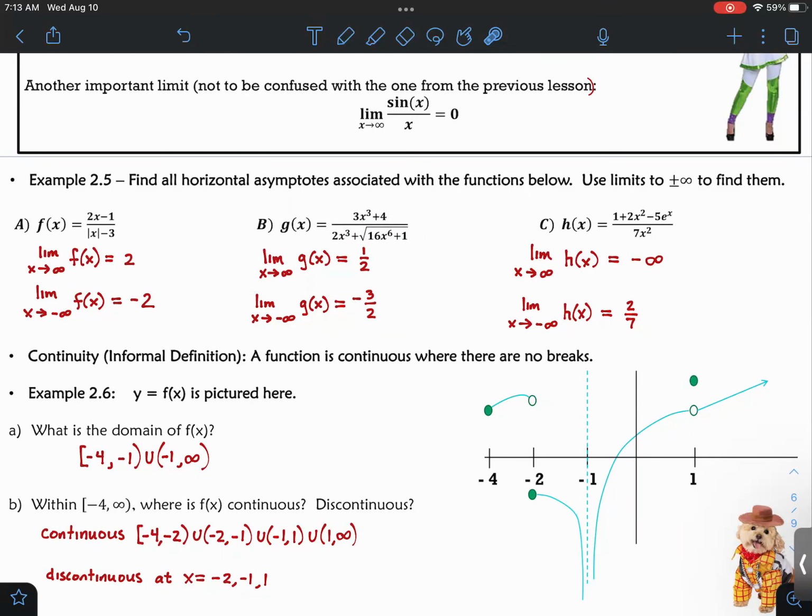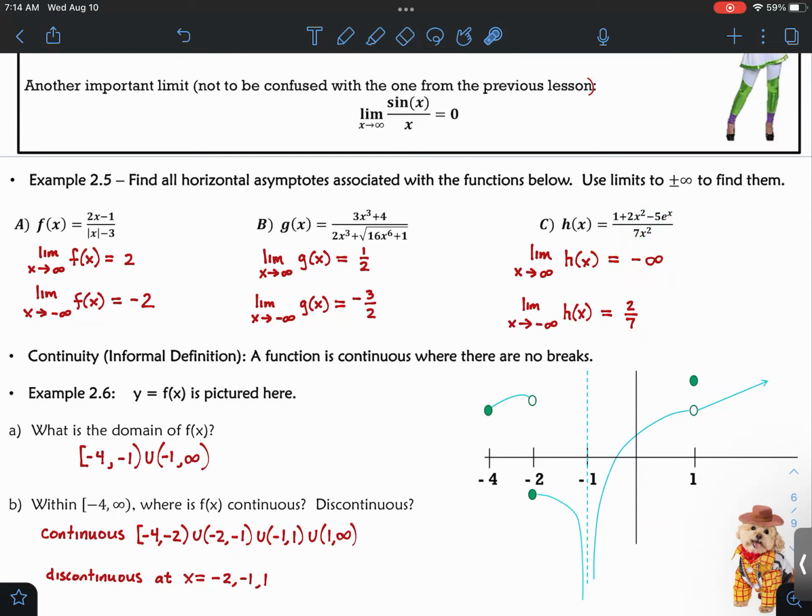C, this one's weird because we've got an exponential term in there, and those do grow really, really quickly. So as I go to infinity, the strongest term is the -5e to the x, and the fact that it's negative leads me to a conclusion of negative infinity.